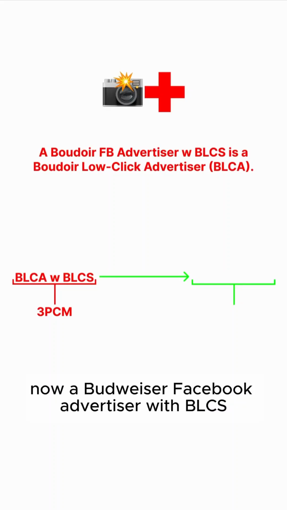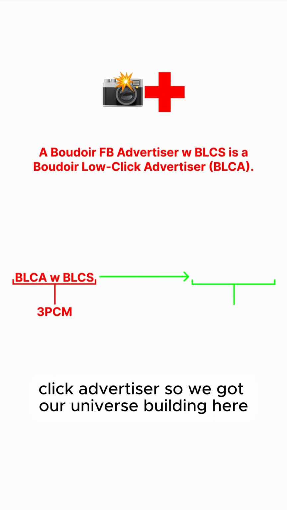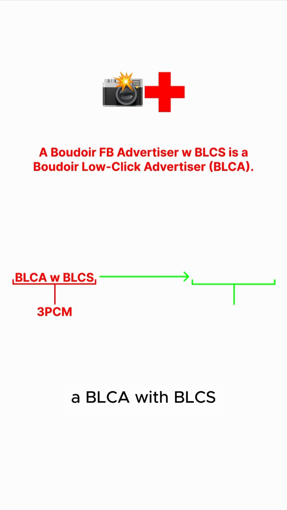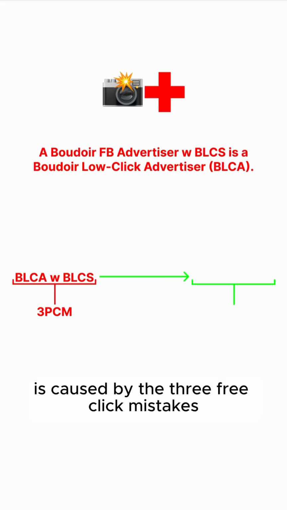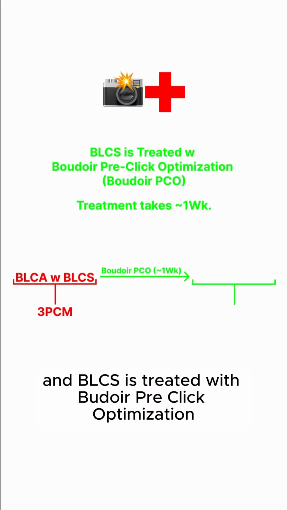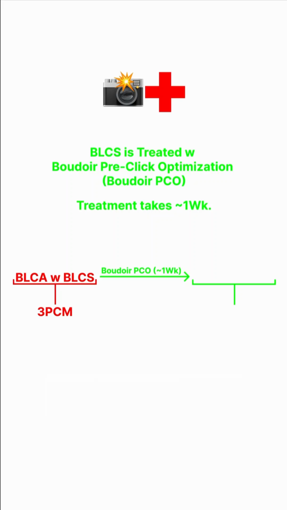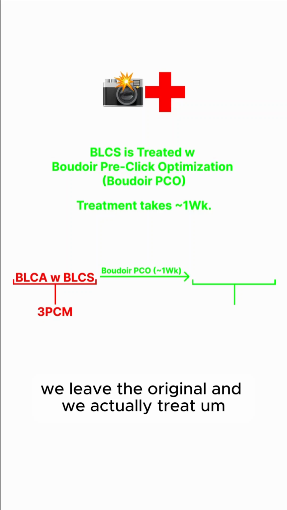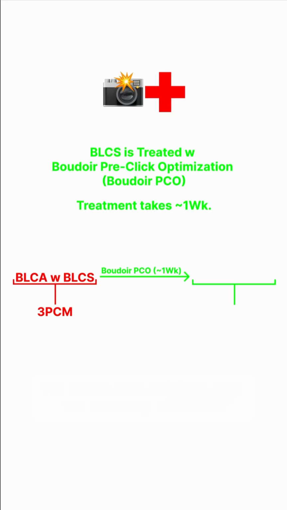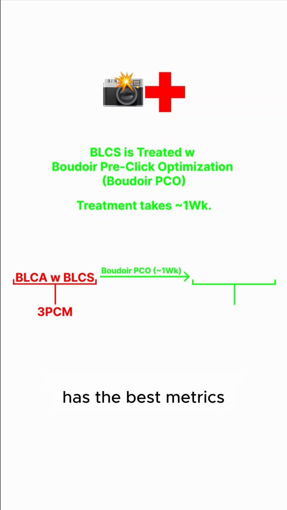Now, a Boudoir Facebook advertiser with BLCS is a Boudoir low-click advertiser, BLCA. So we got our universe building here. A BLCA with BLCS is caused by the 3 pre-click mistakes. And BLCS is treated with Boudoir pre-click optimization, Boudoir Pico, which we invented. And treatment takes about a week. So we duplicate the current ad, we leave the original, and we treat the duplicated ad for a week, and then we keep whichever one running has the best metrics.